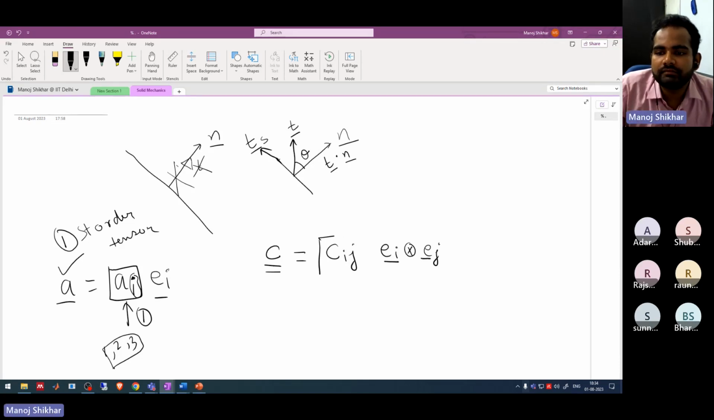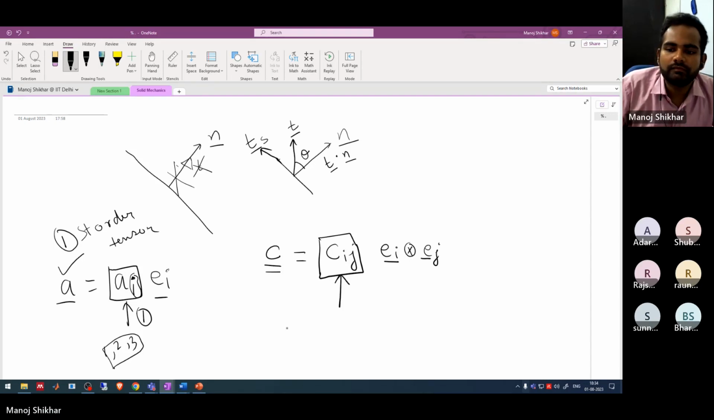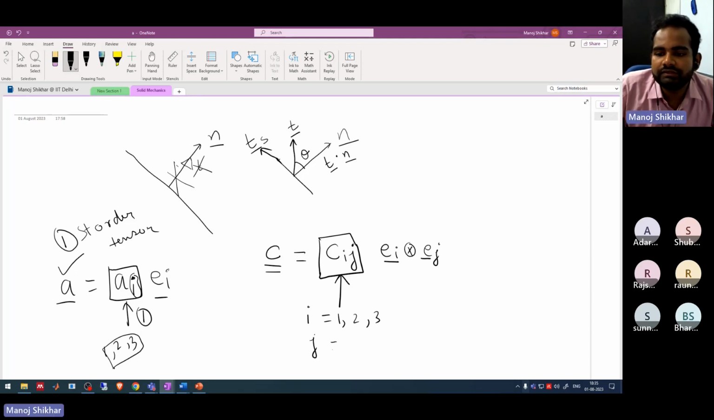Look at this part. Here, how many free indices are there? I can choose freely, like I can be 1, 2, 3. J can also be chosen freely, right? So the order of this tensor will be second order tensor.